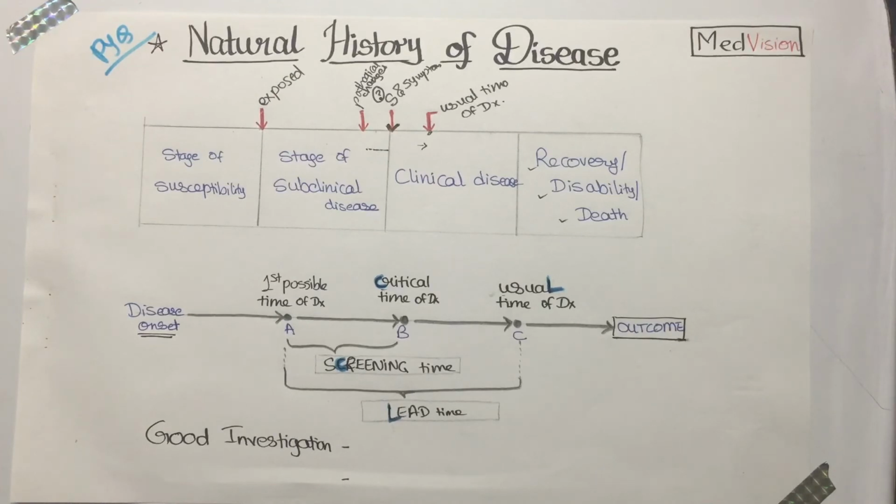So this is the concept, and a good investigation will have a longer lead time and a shorter screening time. This is basically symmetrical. L, longer lead time; S, shorter screening time.